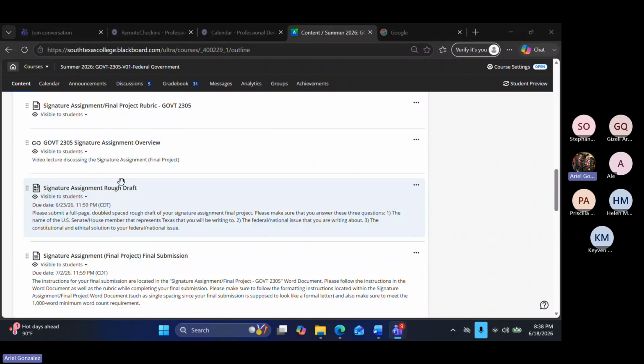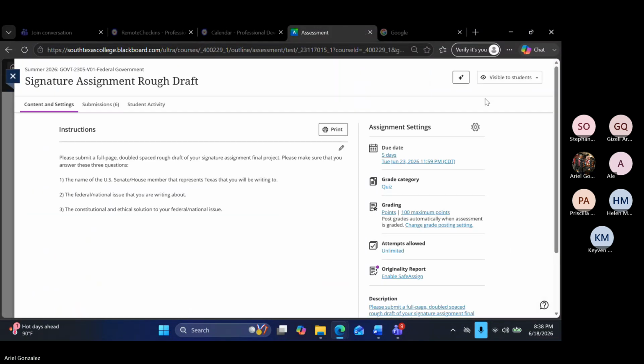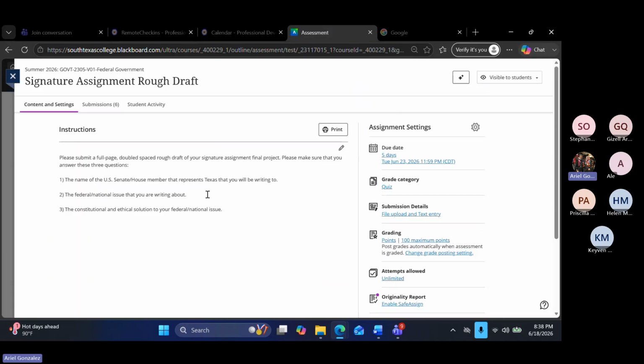Okay, so again, basically you have to answer these 3 questions. We'll go to Texas as well. So for federal, you just have to answer these 3 questions, right? This is basically a quick summary of what the final project is going to look like for the final submission. So what you're going to do is submit a full page, double space. Do keep in mind that this one is double space. The final project is single space, but this one's double space because this isn't a letter. This is just an essay.